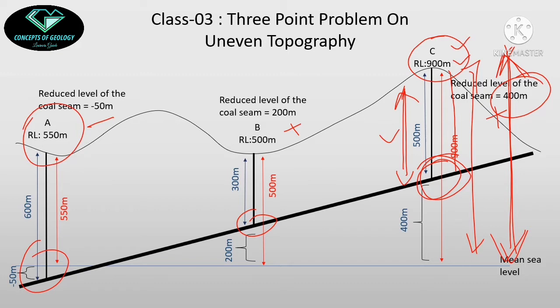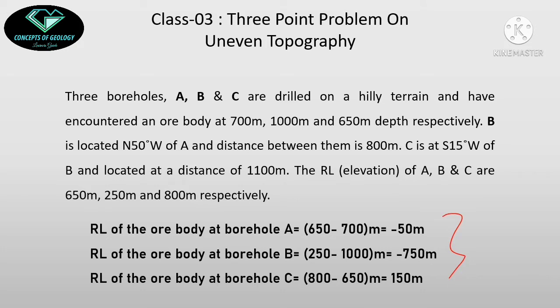After having the reduced levels of all the boreholes, we will construct the triangle and try to locate the boreholes in the borehole location plan. So first see here the RL of the three boreholes A, B and C, they are calculated. The length of borehole A was 700 meter and the elevation of the topography was 650 meter. So the RL will be 650 minus 700, that means negative 50 meter. For B it will be negative 750 meter, and for C it is coming positive 150 meter.